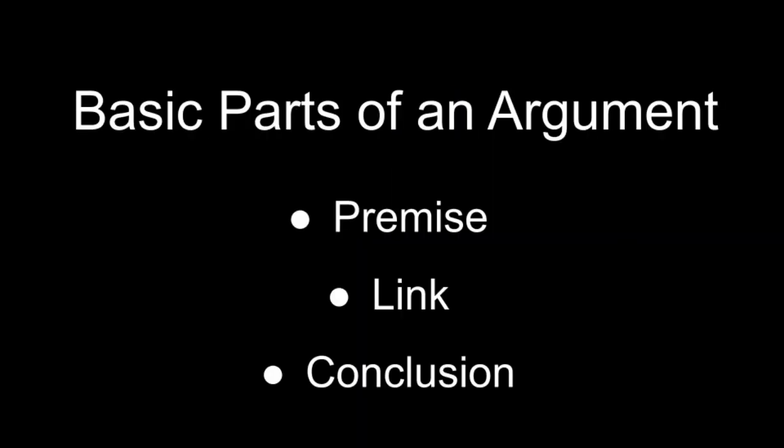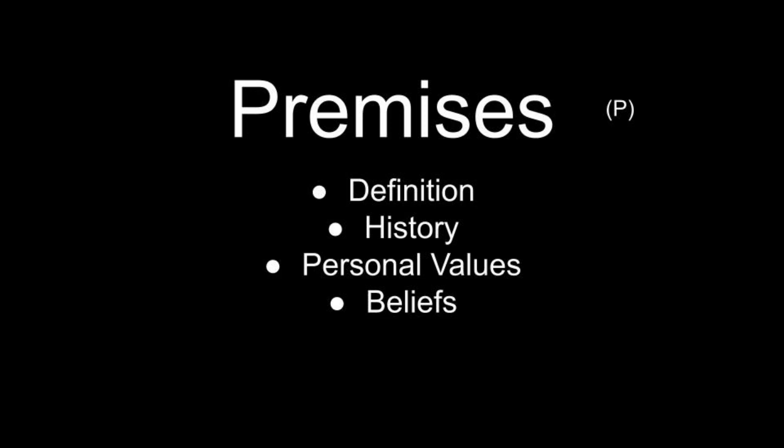The initial argument has three basic parts. It has the premise, in which you assert some fact, definition, or opinion; the link that connects the premises together; and finally, the conclusion, which states what you clearly mean with the other two parts and builds the relative strength of the argument. Premises make up all arguments.